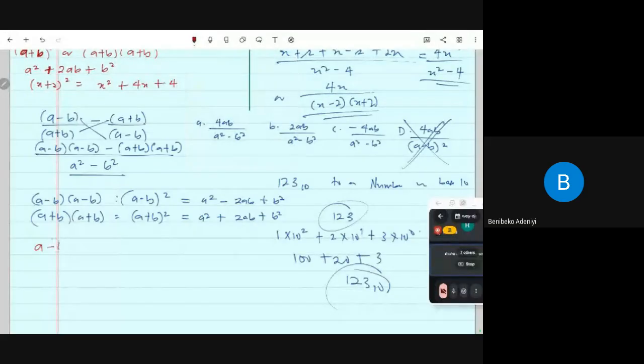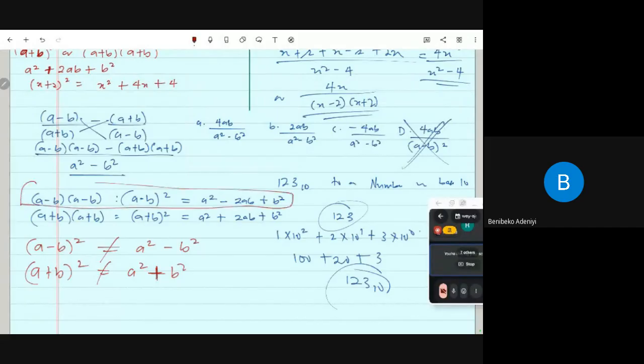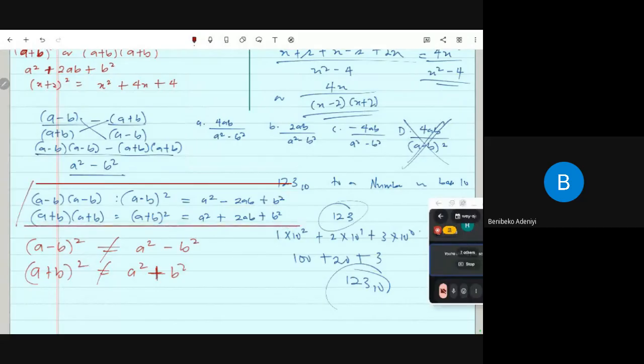A minus B squared is not the same thing as A squared minus B squared. A plus B squared is not the same thing as A squared plus B squared. They are different. A minus B squared is what you have here, and A plus B squared you have here. In fact, if you memorize this one, it will not kill you. But there's a very simple method.